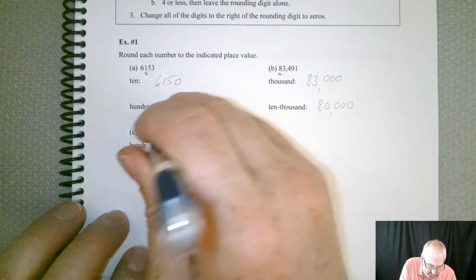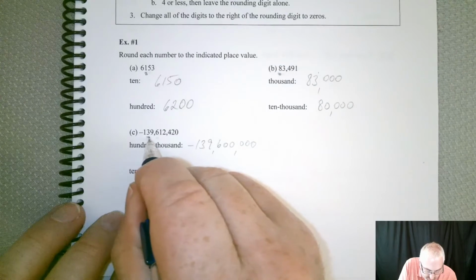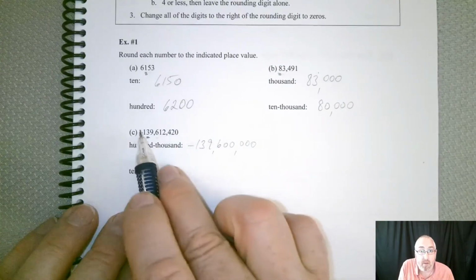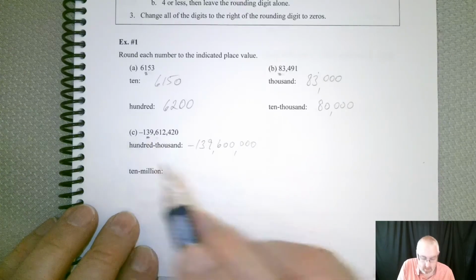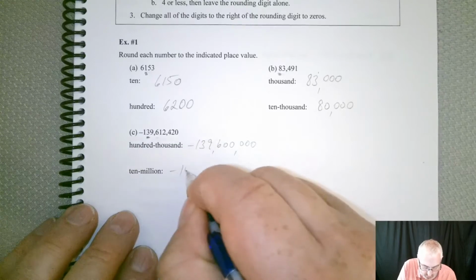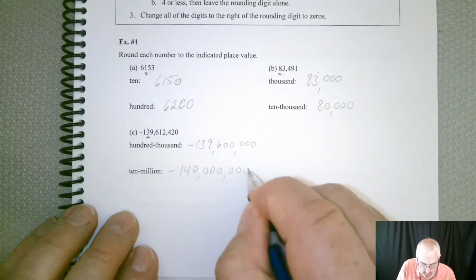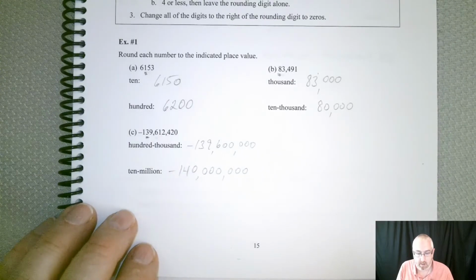All right. So the nearest 10 million for the last one. Hopefully you're looking at this 3. That's the 10 million spot. Now the number to the right is a 9, so we do want to round it up. So we should change it to a 4, and then we got a bunch of zeros after it. Negative 140 million. Phew. All right.